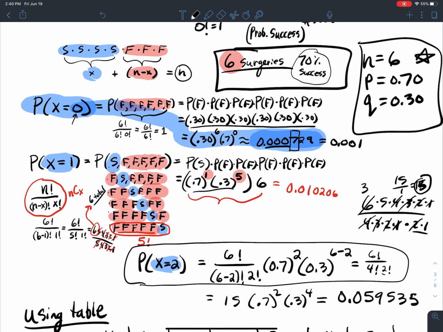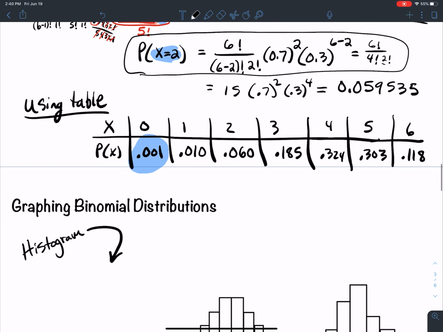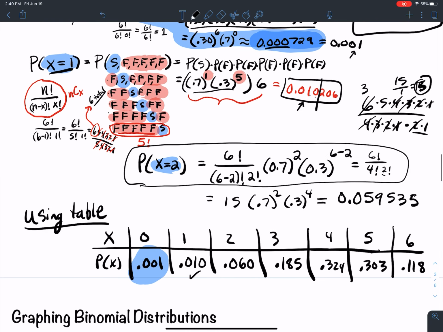5 or more, raise a score. 4 or less, let it rest. That's why they round it up to 0.001. If I had probability of success equal to 1, I got this value here. If I truncate it, I cut it off there, all I can see is the 0.010, so that matches. And then this probability here, if I round it to 3 decimal places, what happens? 5 or more raise a score, so that bumps this up to 0.060, which is exactly what I had there.